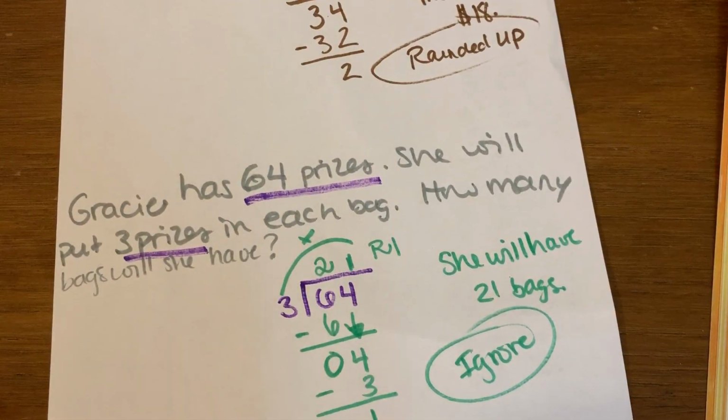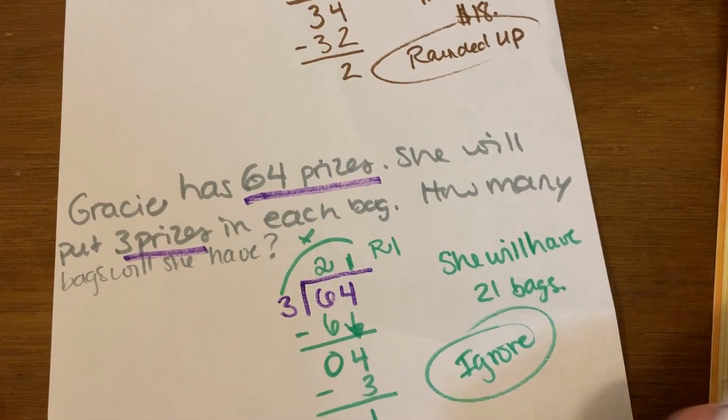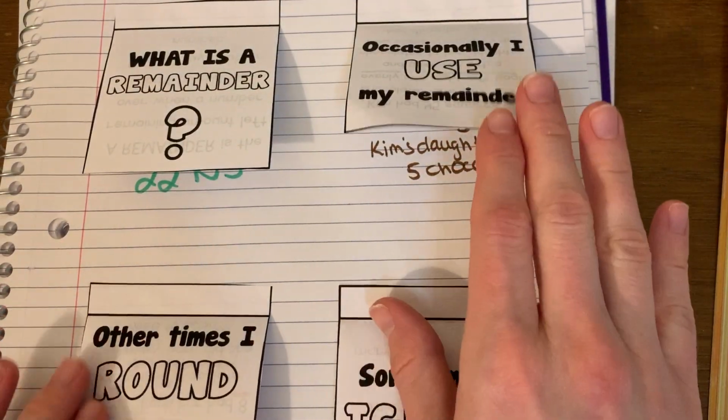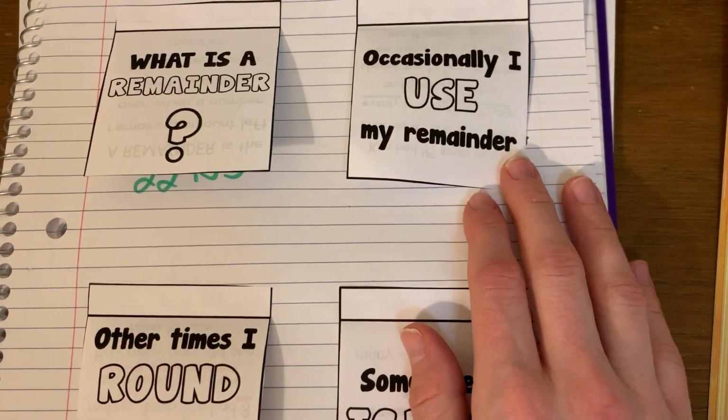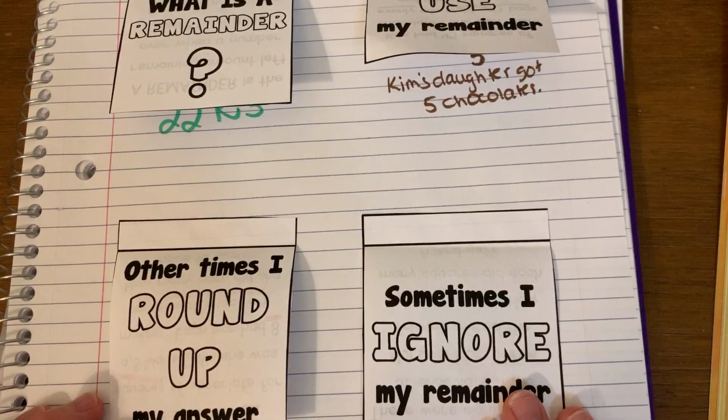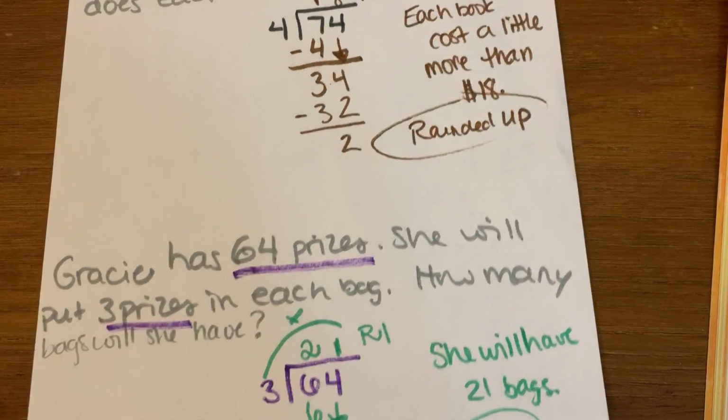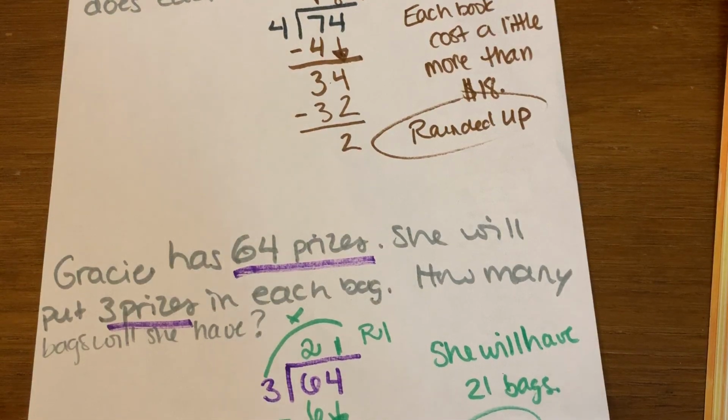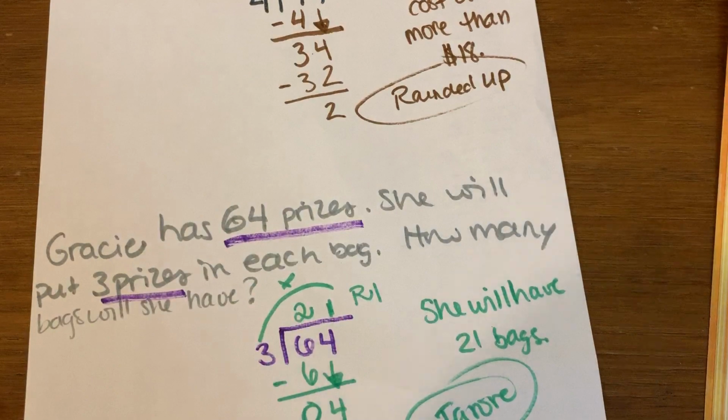So once again, there are many ways you can interpret remainders, and here are the ways that happen most often. Using the remainder, rounding up, or ignoring it. That can be really helpful when you are answering word problem questions, because sometimes if we don't pay attention, we might not actually write the correct answer. We might just assume, oh, they want the whole thing. But sometimes they don't. So it's important to pay attention to the wording of the problem.